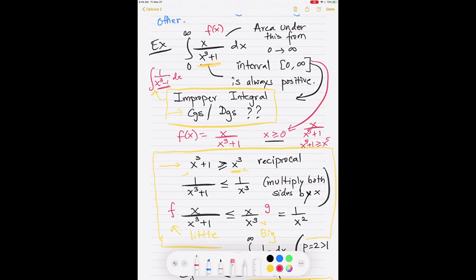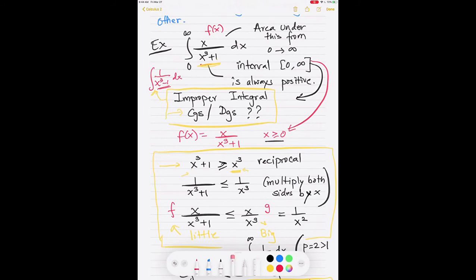So I'm just looking at building on that function. If it was square root of x plus 1, I would have said, oh, square root of x plus 1 is greater than square root of x. So if x cubed plus 1 is greater than x cubed, why is it that 1 over x cubed plus 1 is less than 1 over x cubed?